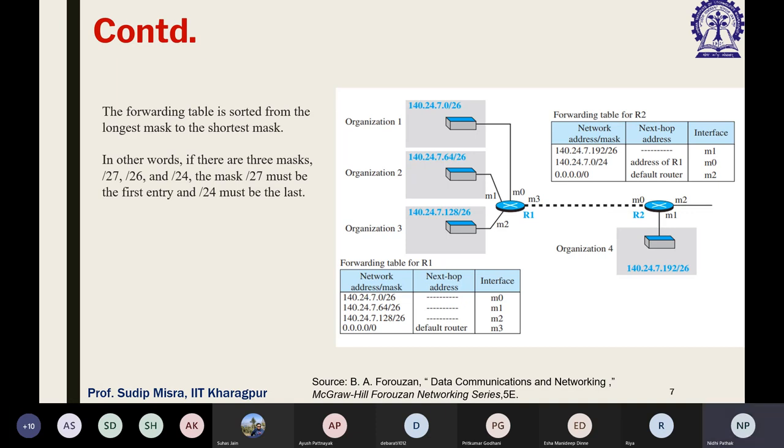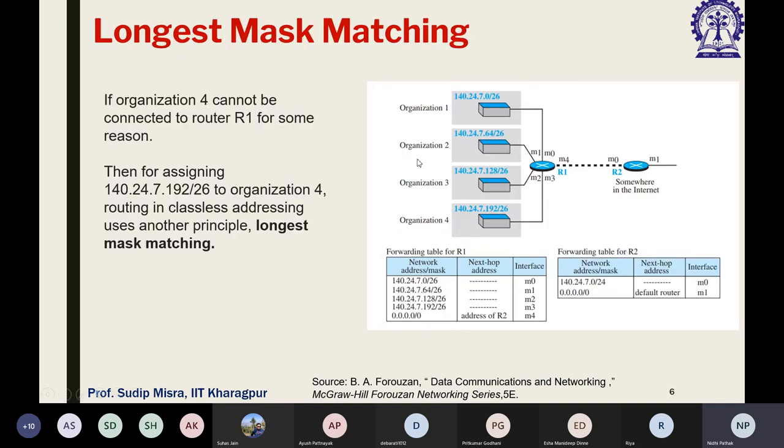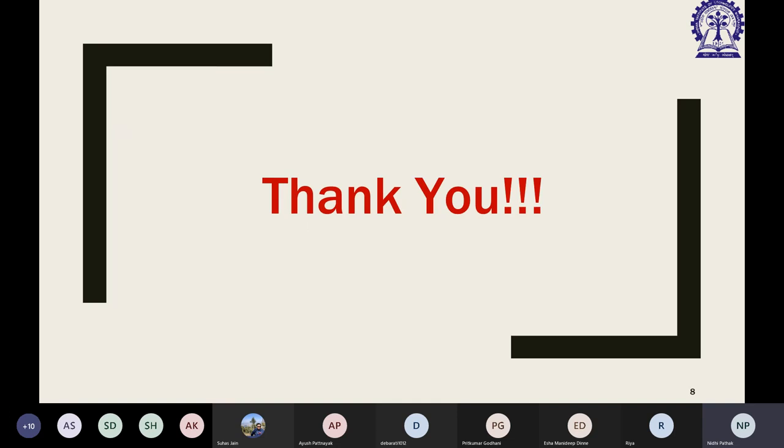Sometimes this is also called prefix matching, longest prefix matching or longest mask matching, because in classless addressing the mask basically defines this prefix part. So the /24 is sometimes also called the mask. We do not have a separate mask in classless addressing, which is why it is called that way. Okay, so this is one part.